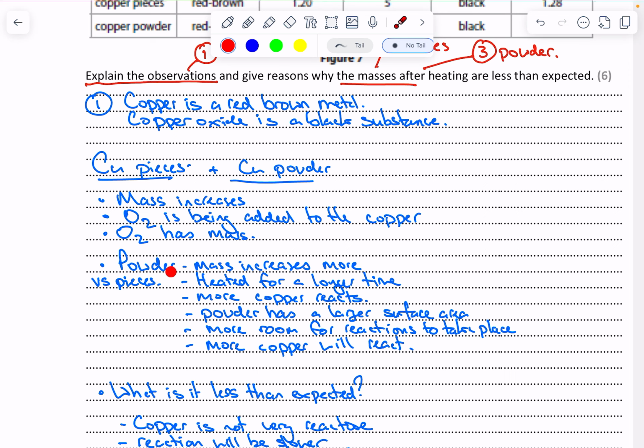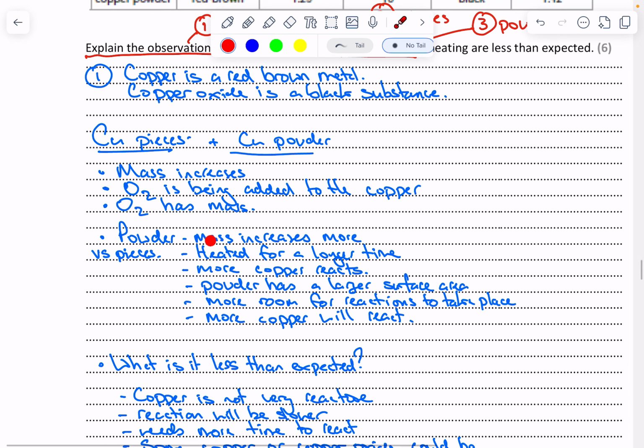If we then look at the difference between powder versus the pieces, we can say that the powder, the mass has increased more. That could be because it's been heated for longer, and therefore there's going to be more time for the copper to react, so more copper will react. Also, we know that powder has got a larger surface area, and therefore there's more room for reactions to take place, and because of that, more copper will react, and therefore your mass increases.